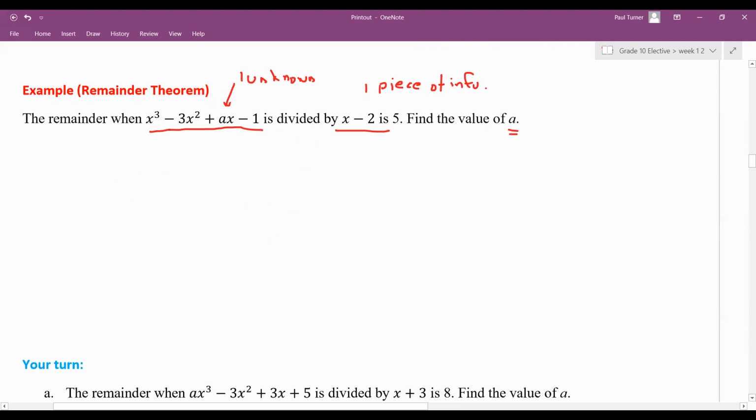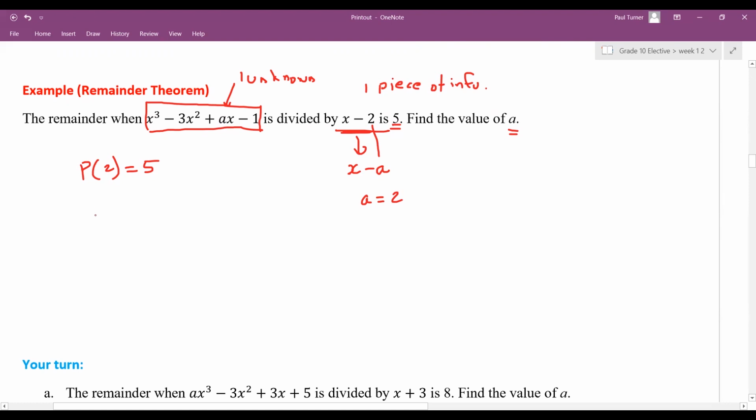So we want to find a, given that the remainder when we divide this by x minus 2 is 5. If you look at that form, x minus 2 is in the form x minus a already. So in this case, a is 2. When you put 2 into your polynomial, you're going to get 5. You can copy this down if you have your tablet, as I'm doing it. This will enable us to find a. So we put 2 into our polynomial.